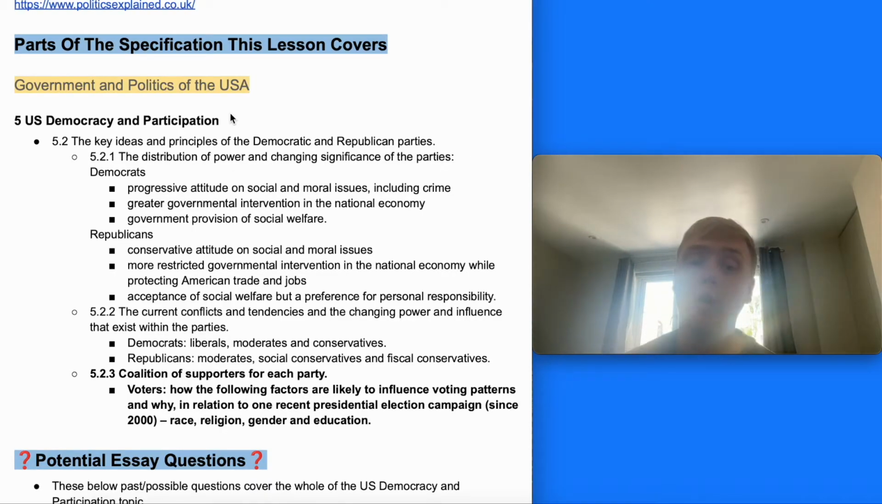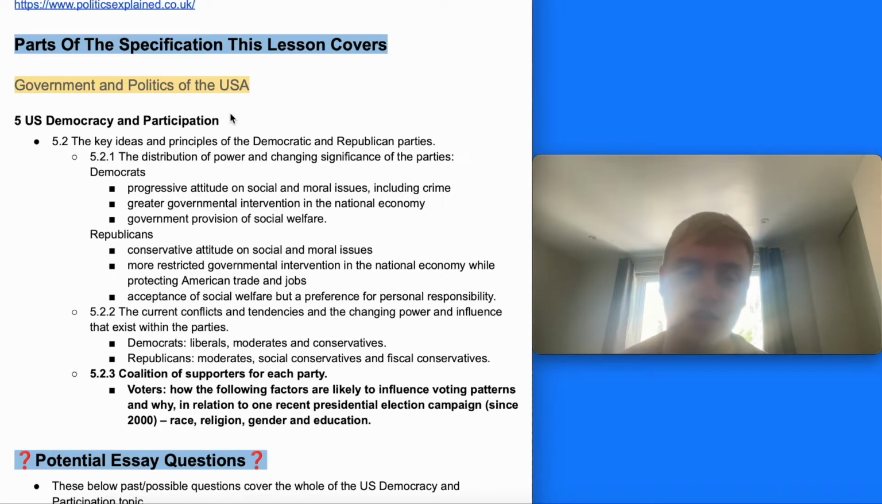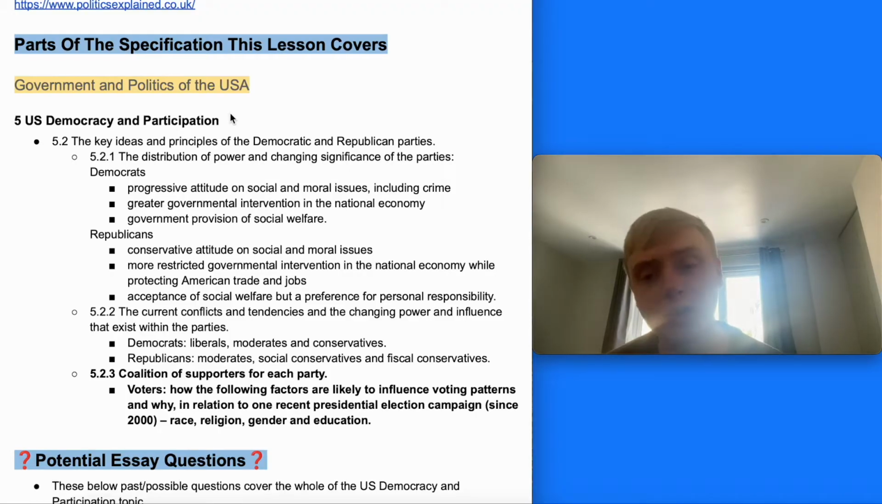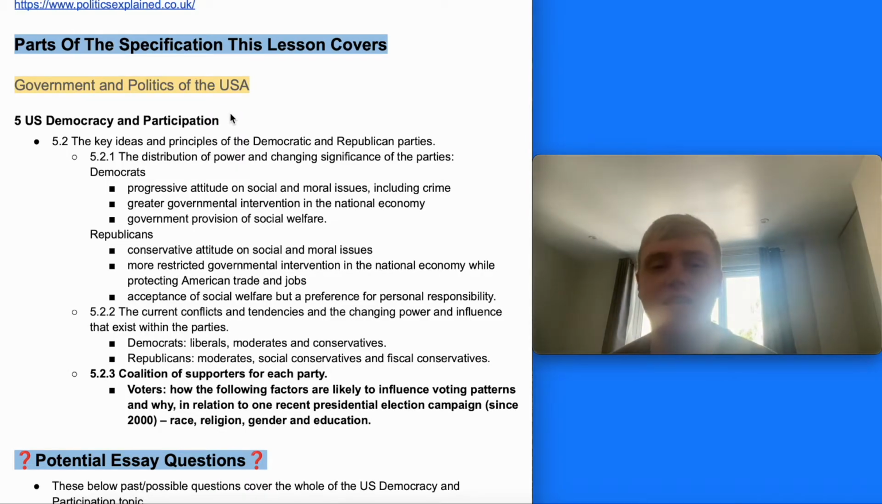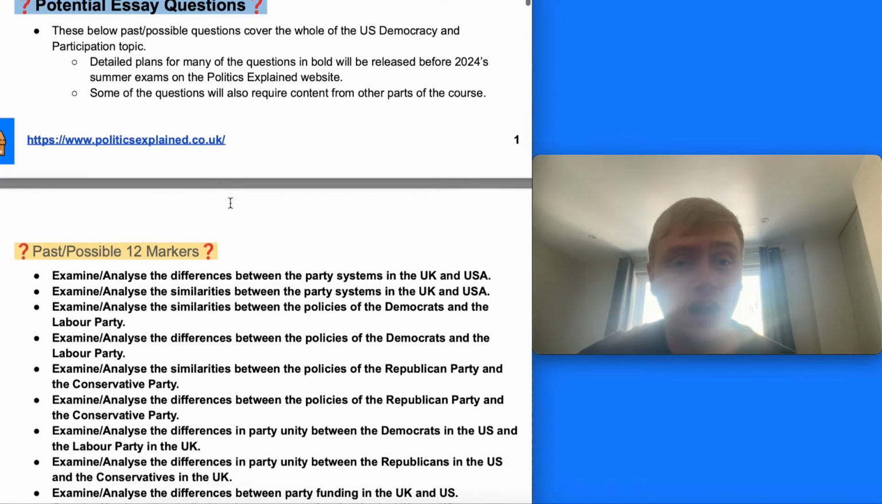This one's going to look at the coalition of supporters for each party, and also going to have a look at comparing the parties. So that's one thing you could get asked in the exam, whilst we're also going to have a quick look at the party system and the two-party system, not because it's necessarily going to cover the 30 marker, and not necessarily because it's actually mentioned specifically in the specification, just because I think there's still a chance it could definitely come up in some of the 12 markers when comparing it to the UK, so it's definitely worth knowing.